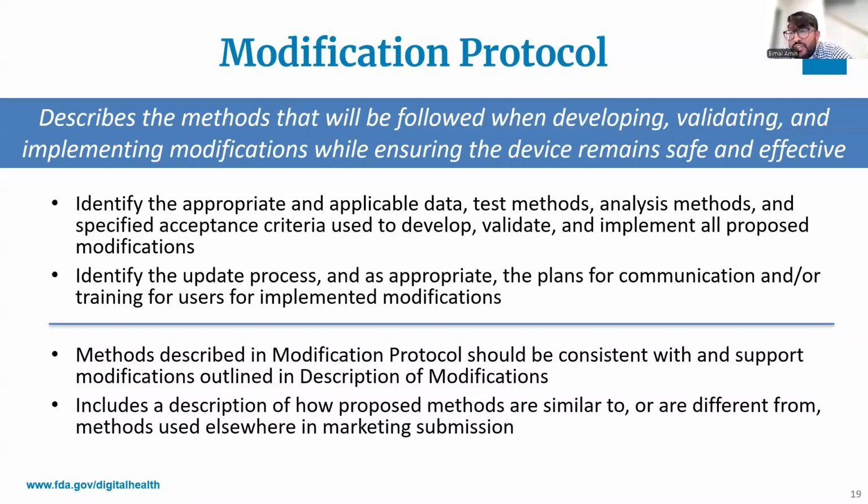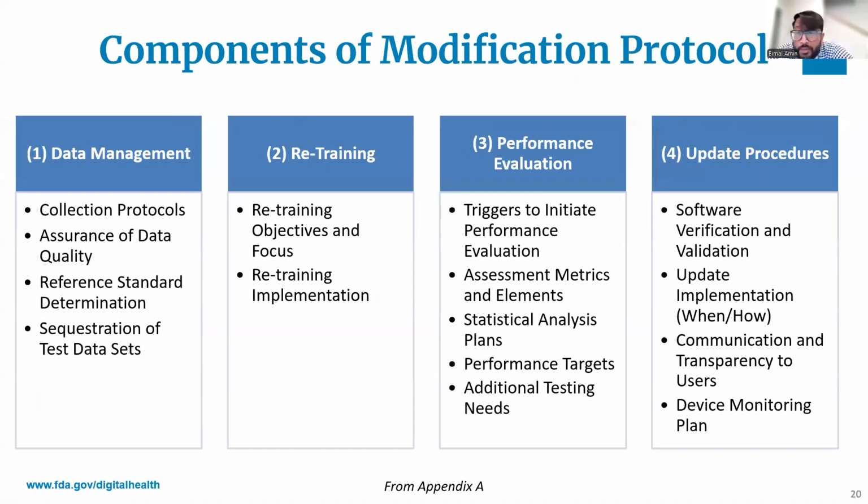4, ensure that the anticipated risks and risk mitigation strategies are identified and included in the impact assessment. And finally, be least burdensome for both the manufacturer and the FDA, meaning it should be traceable, so modifications can be linked to specific verification and validation activities, and specific enough to comprehensively support the proposed modifications. The modification protocol has 4 primary components.